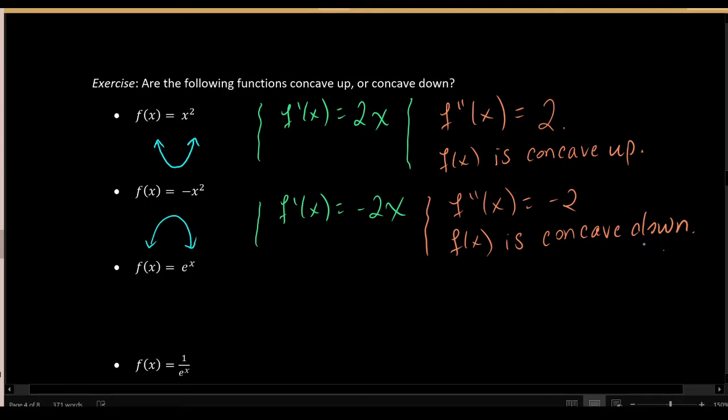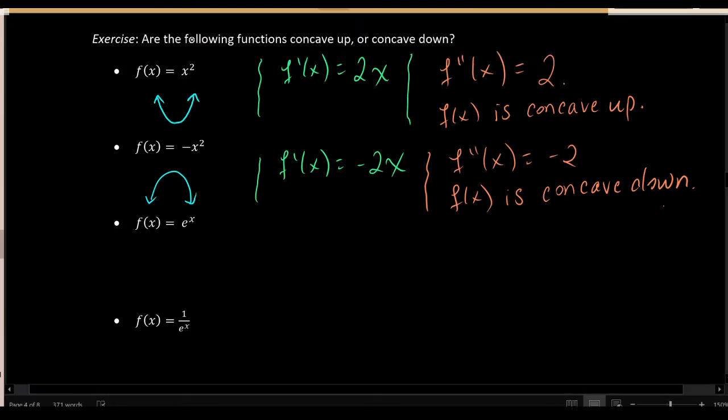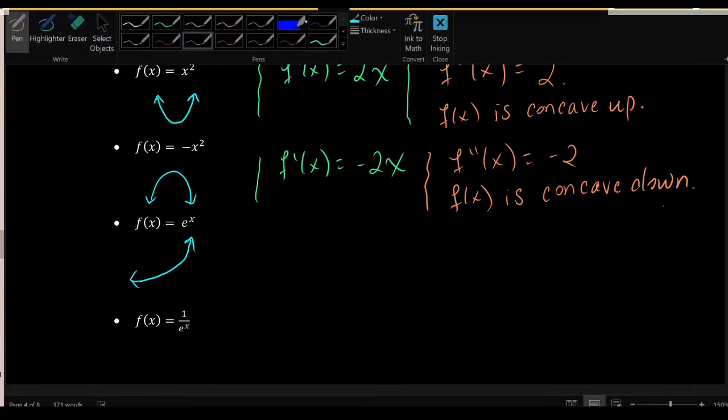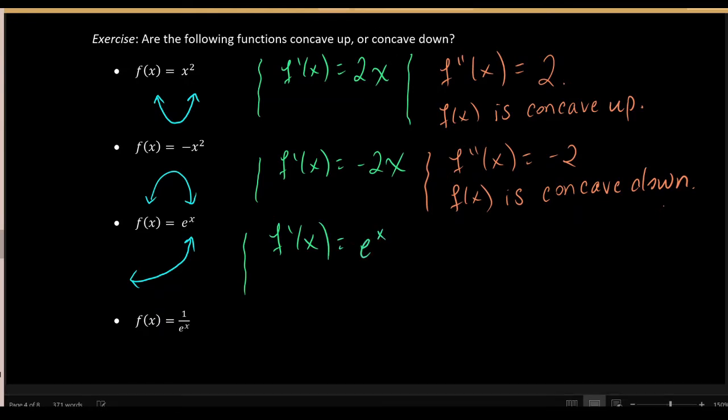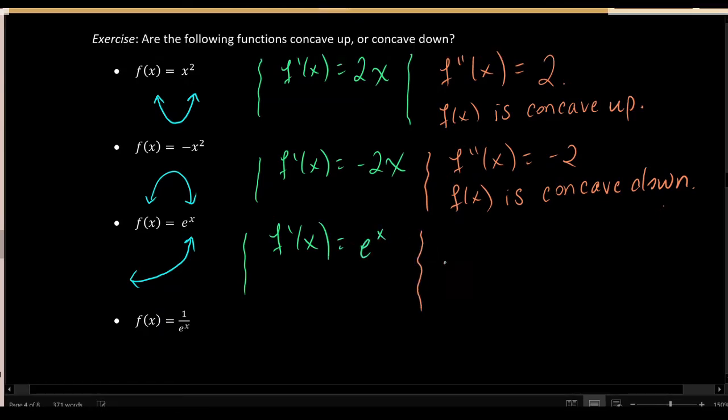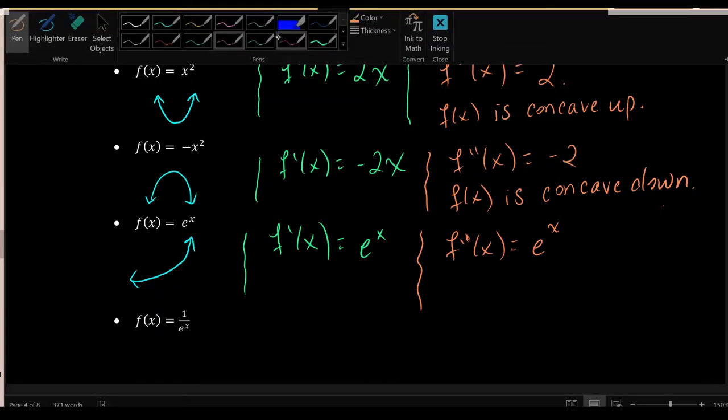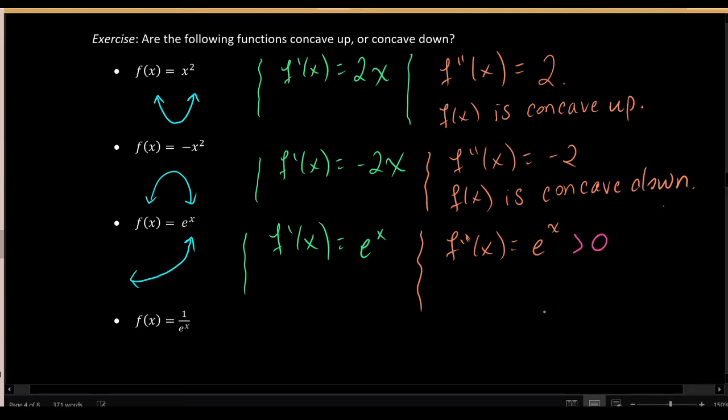What about e to the x? The graph of e to the x looks a little bit like this. And if I take the derivative of e to the x, nothing changes. If I do it twice, still nothing changes. Now exponential functions, e to the x, always produce positive numbers, which means that by the definition, e to the x would be considered concave up as well.